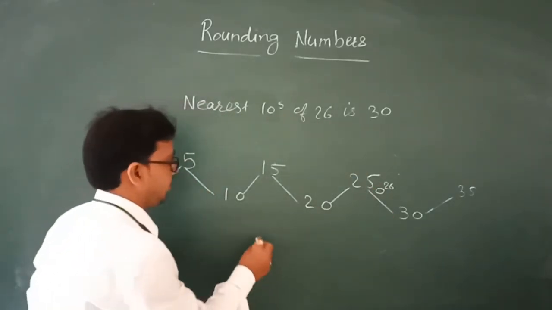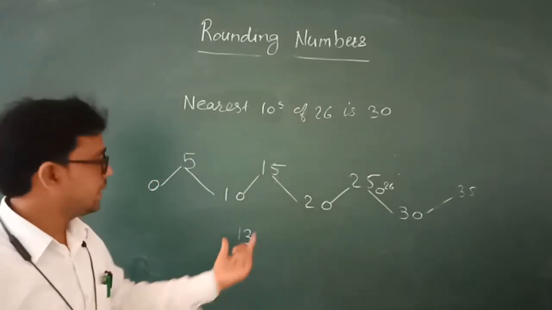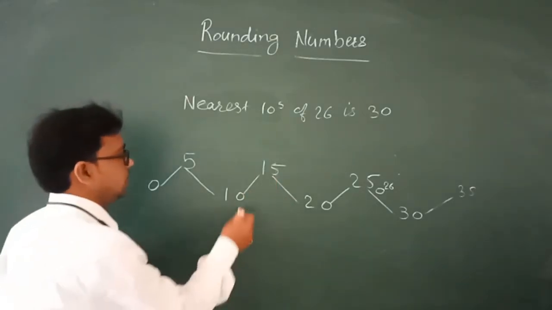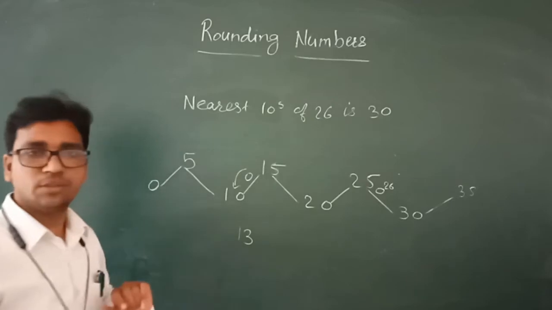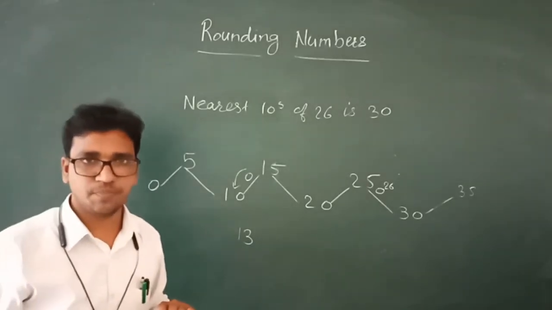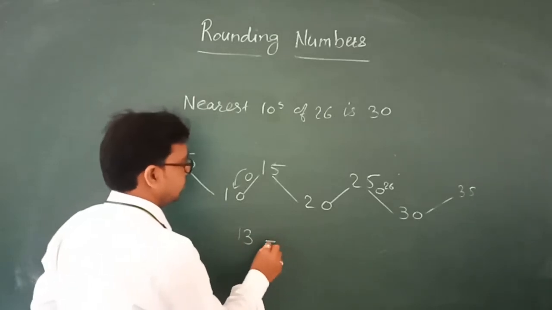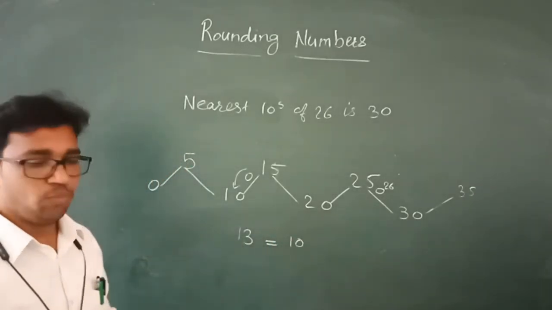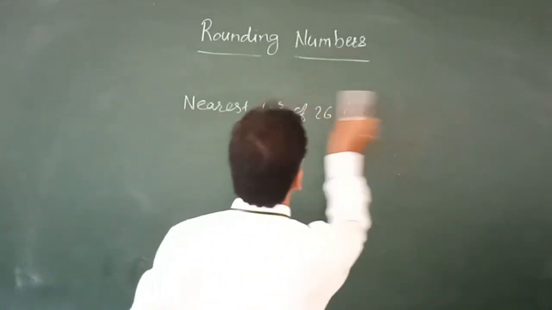Suppose the number is 13. Then where does it come? It comes in between 10 and 15. So it rounds to the nearest tens. Right? So the nearest tens of 13 is 10. Got it? Some more examples we will take here.